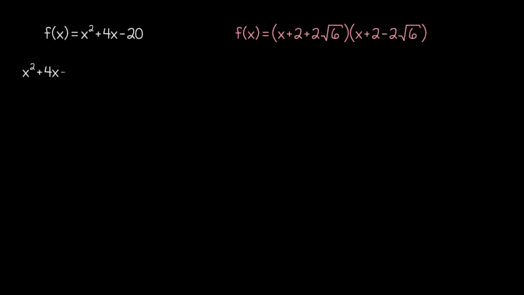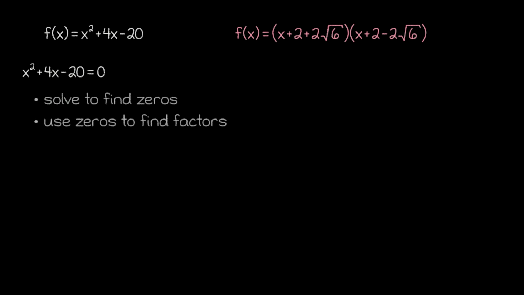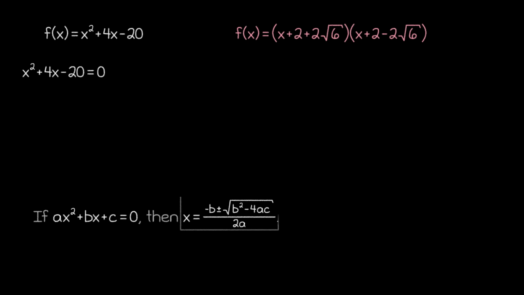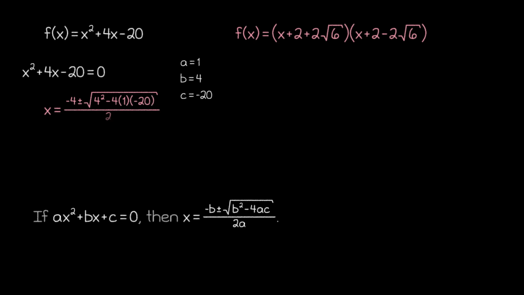Well, if we set this expression equal to 0 and solve, we'll find the zeros of the function, which will allow us to find the factors. So, how do we solve this equation? Well, we have a new tool available to us that we didn't have when we initially looked at this function: the quadratic formula. By applying the quadratic formula here, we can see that in order for our function definition to be equal to 0, x must be -2 plus or minus 2 times the square root of 6.